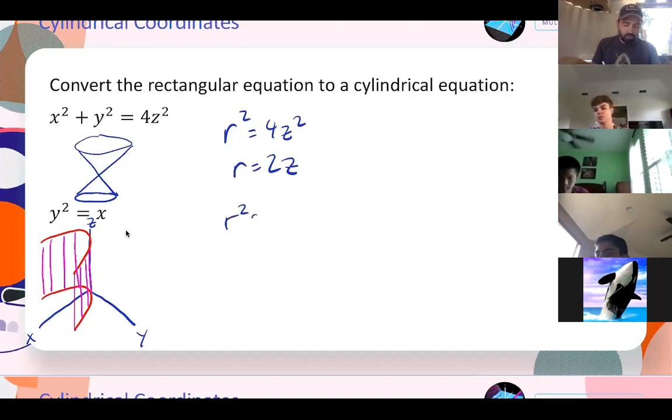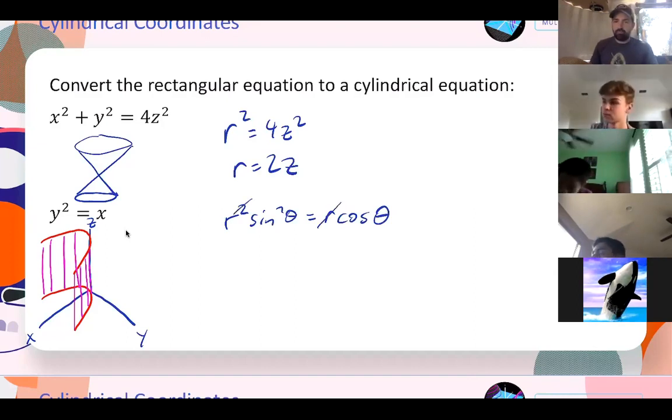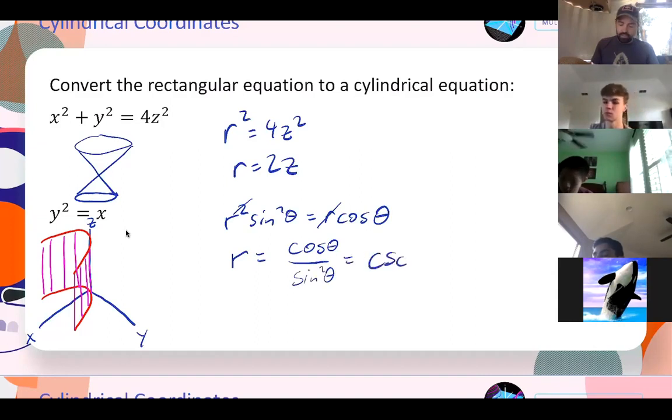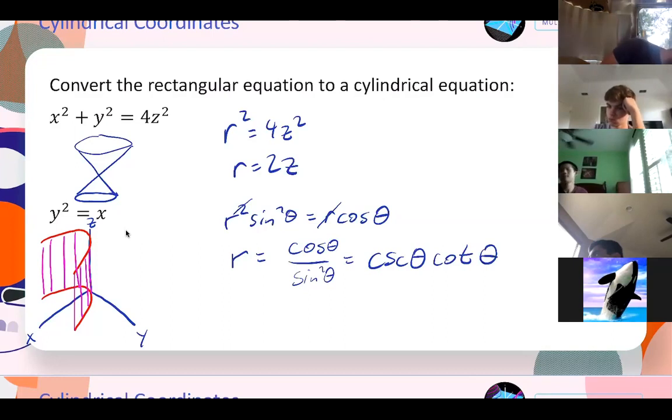Y squared equals r squared sine squared theta. X equals r cosine theta. I could divide both sides by r since r is in both terms, and then divide by sine squared. And I have r equals cosine theta over sine squared theta, which is cosecant theta cotangent theta. And so we can integrate that as well. Remember, that's one of our memorized integrals from last year. The integral of cosecant theta cotangent theta is not difficult.